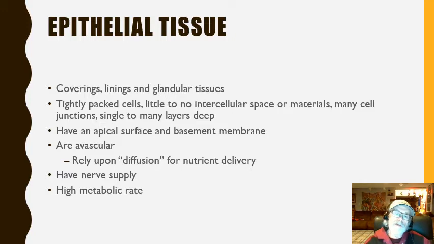A couple other things that I think are characteristic about epithelial tissues is they're relatively avascular, okay? Vascular would mean to have a good blood supply. Avascular means they don't have a very good blood supply, okay? What they really rely upon is diffusion to get through the small spaces between cells to be able to supply the other cells.